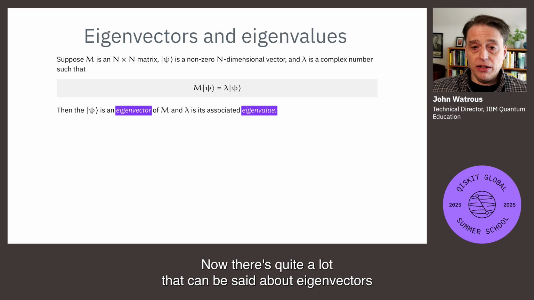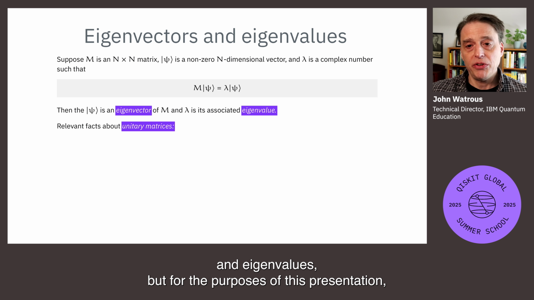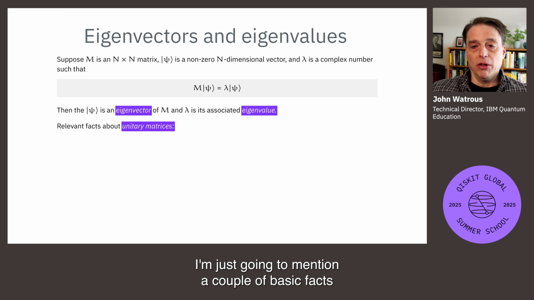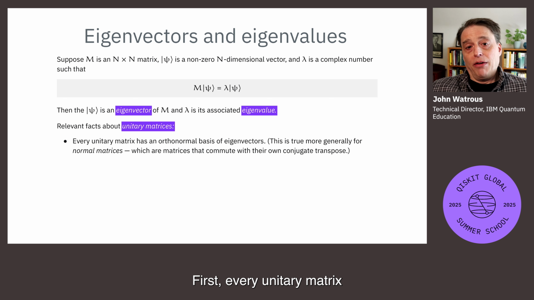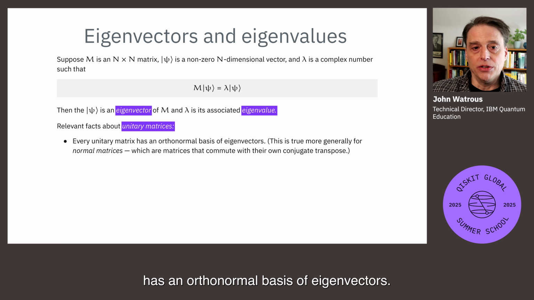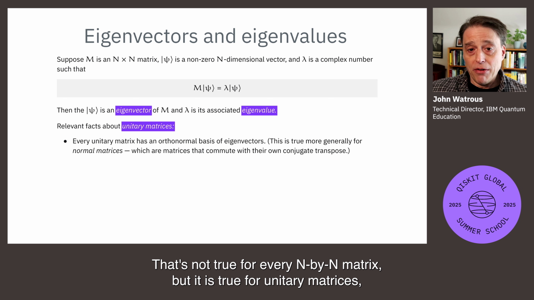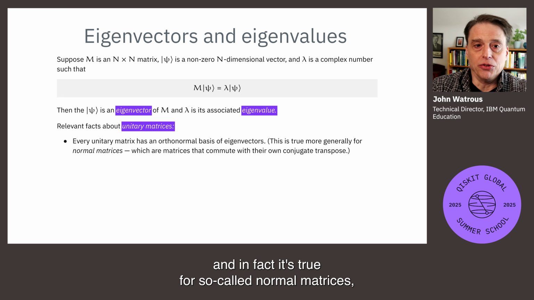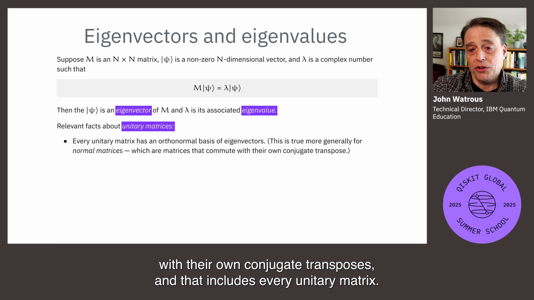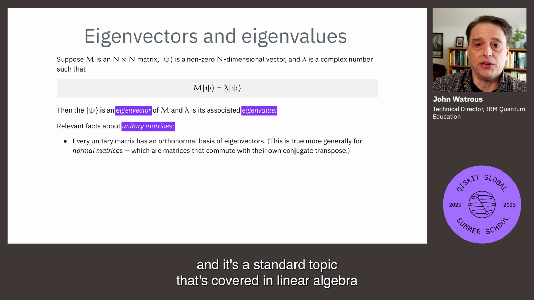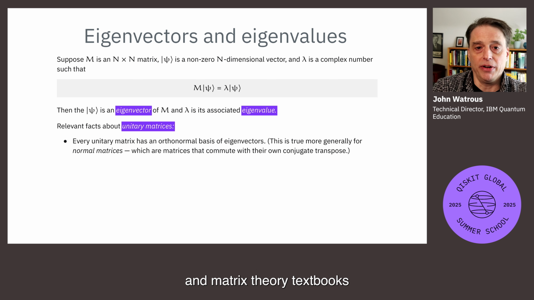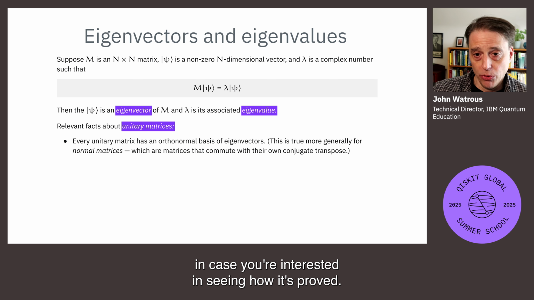Now, there's quite a lot that can be said about eigenvectors and eigenvalues, but for the purposes of this presentation, I'm just going to mention a couple of basic facts concerning eigenvectors and eigenvalues of unitary matrices. First, every unitary matrix has an orthonormal basis of eigenvectors. That's not true for every n by n matrix, but it is true for unitary matrices, and in fact it's true for so-called normal matrices, which are matrices that commute with their own conjugate transposes, and that includes every unitary matrix. This more general fact is known as the spectral theorem, and it's a standard topic that's covered in linear algebra and matrix theory textbooks, in case you're interested in seeing how it's proved.